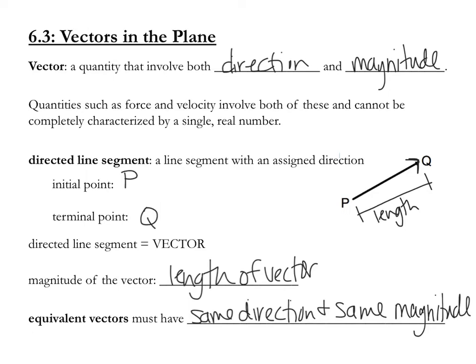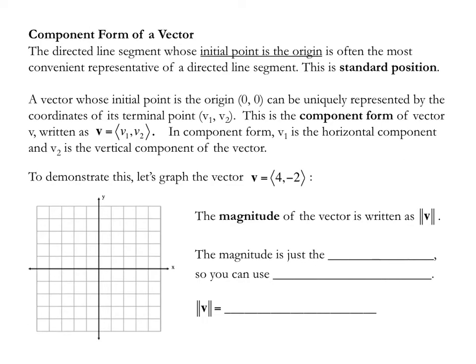So we're going to learn a little bit more about these on the next page. There are two different forms we're going to talk about that a vector can be put in, and this first one is the component form. Vectors can start and end anywhere, but if you put it in what is called standard position, that means you're starting the initial point at the origin, then we can use component form to write it in a simpler form. So a vector whose initial point is the origin can be uniquely represented by the coordinates of its terminal point, v1 and v2. This is considered component form, and it's written like this right here.